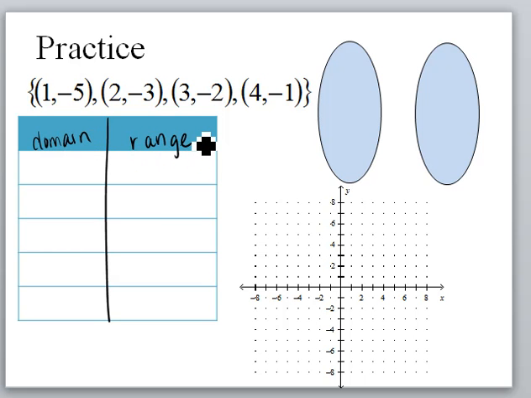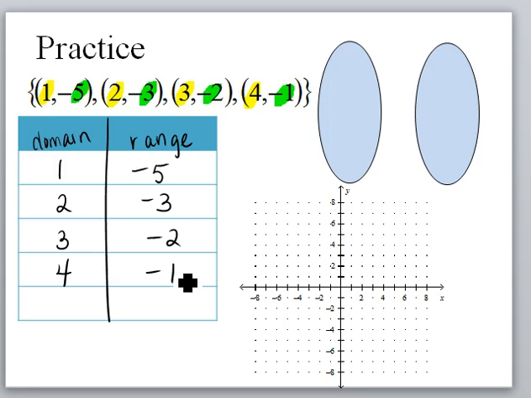If you remember, the domain are the x values, so let's highlight those in yellow. All my x values are right here. They happen to be in order right now from least to greatest. That does not always happen. So I'll go ahead and put 1, 2, 3, and 4. Then let's go ahead and put our range in green. And those happen to be in numerical order from least to greatest right now. Smallest being -5, -3, -2, and -1.